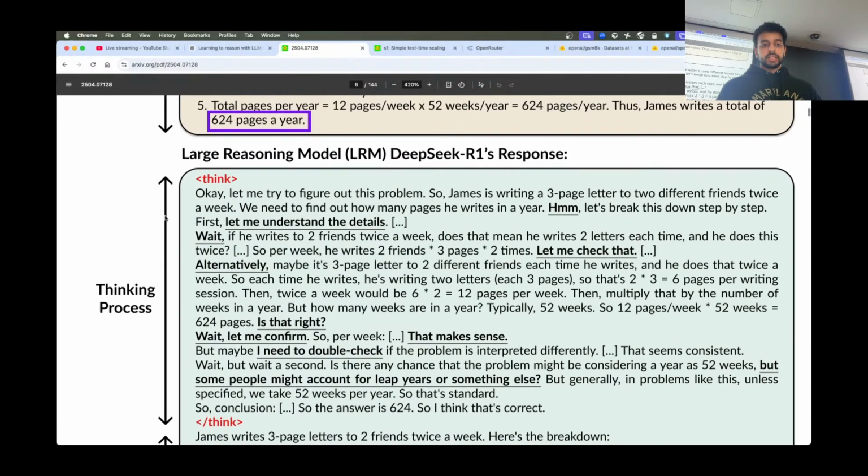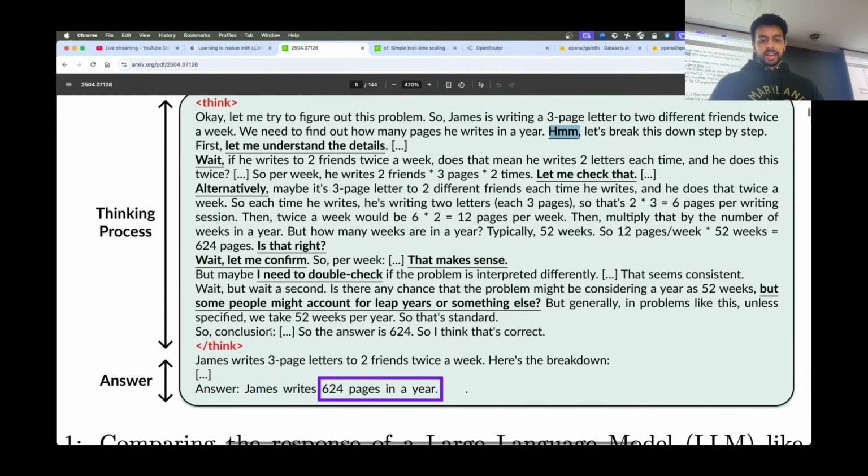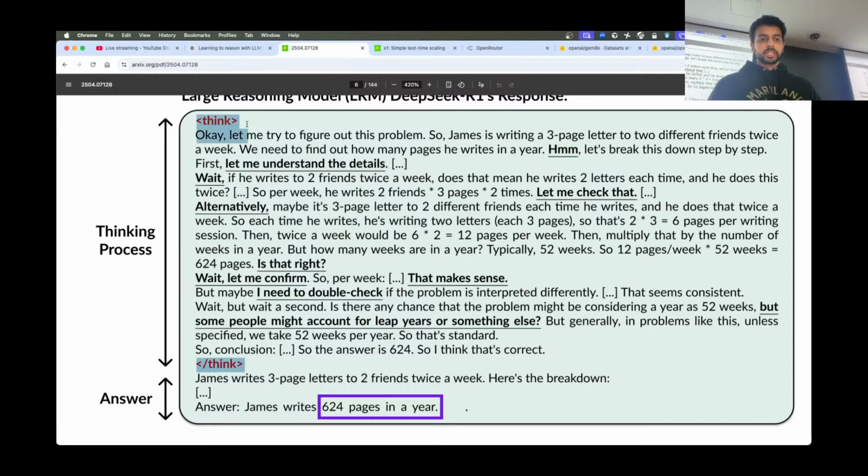This is what DeepSeek does, which includes a lot of these more human-like phrases: let me think about this, wait, let me check that, alternatively, let me confirm. All of these things are not really what we would expect a model to say. They're more informal. Nevertheless, that is what we observe in these models. And here you also see the specific think and end think tokens and the final answer.